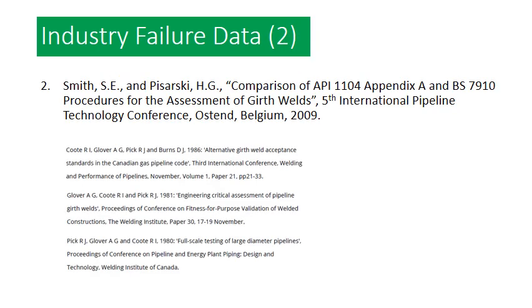My second set of industry failure data comes from Smith and Pisarski, from a conference in 2009, and they were looking at comparisons of API 1104 and BS 7910 assessments for girth welds. Now, the paper that I found from Smith and Pisarski referenced Coote, Glover, Pick, and Burns 1986, which again is a different paper. They mentioned Glover, Coote, and Pick 1981, which is what we saw from Choi, and then Pick, Glover, and Coote from 1980, which is another different one. So what I decided to do was to compile my two sets of data, and I could not cross-reference these against these old 1980s papers.